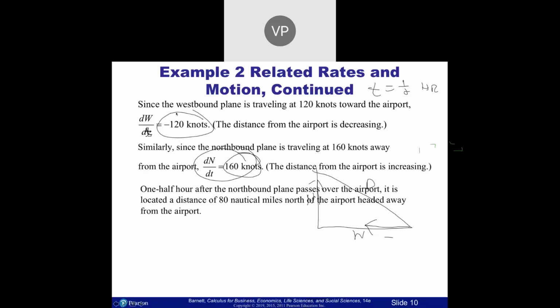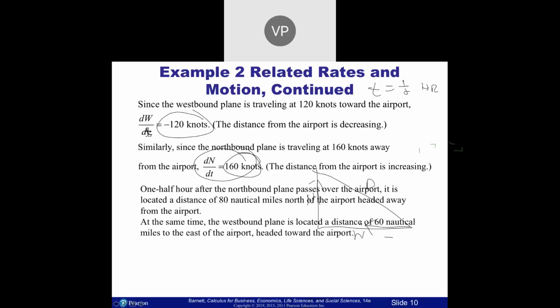Just like this one right here, this distance of W, it was 120 miles away, but because we went half an hour, now it's gone 60 miles, so that's going to be 60, and that's going to be the second example they give us right here. Okay, so they've identified some things.